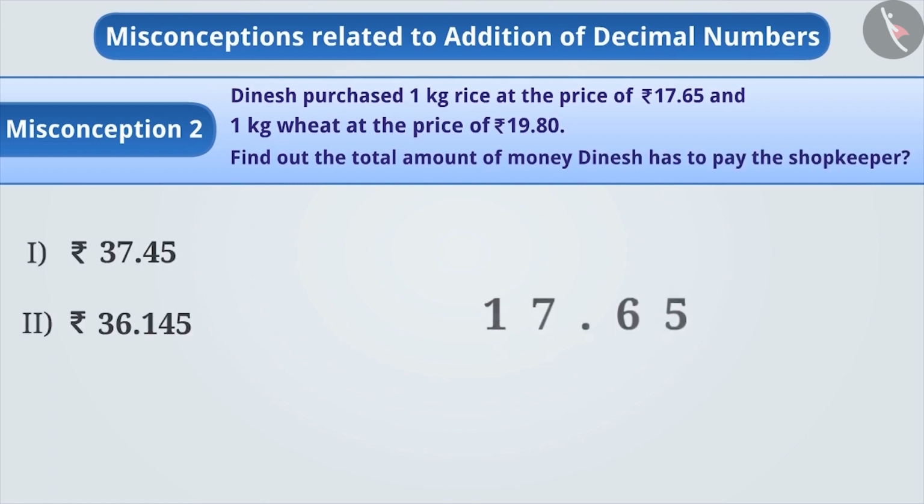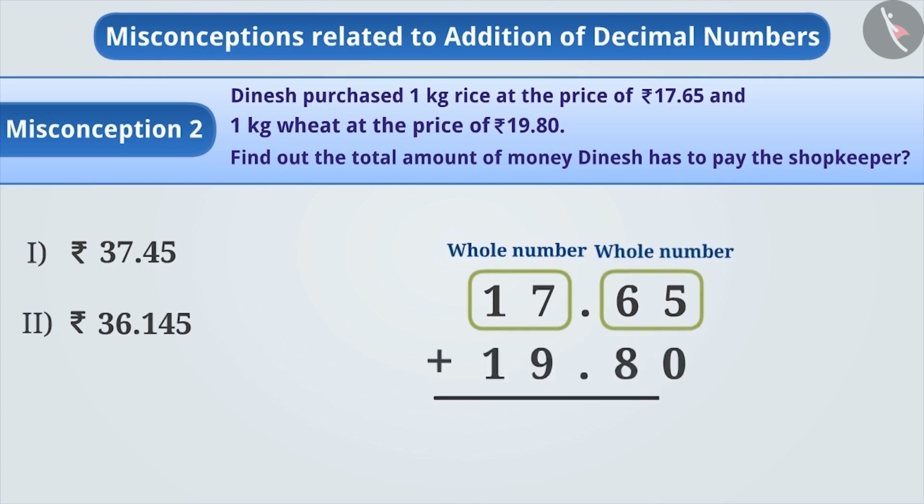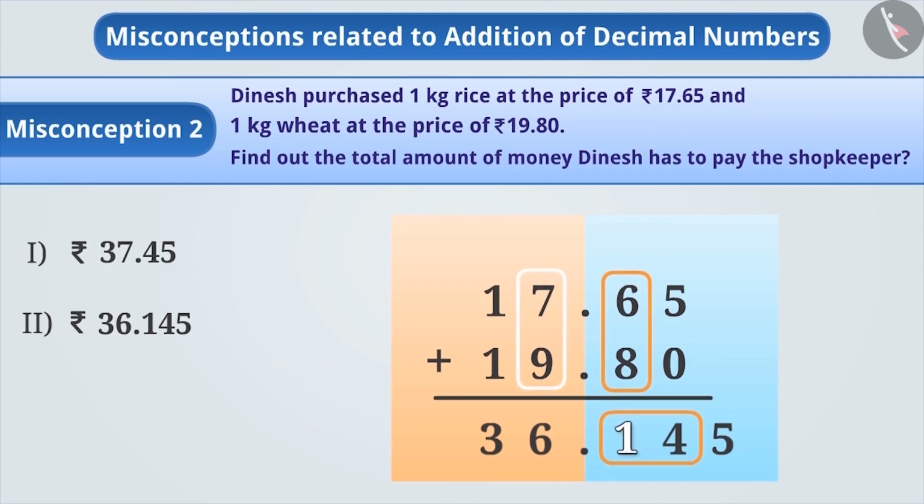While dealing with decimal numbers, sometimes it is misunderstood that the digits to the left side of the decimal point make one whole number and the digits to the right side of the decimal point make another whole number. When we add these two decimal numbers, we must write the sum of the digits on the right and left in their respective places. Here, the sum of 6 and 8, 14, is written as it is. The carried over number is not added with digits in the ones place. This is a misunderstanding and it gives us option 2, which is incorrect.